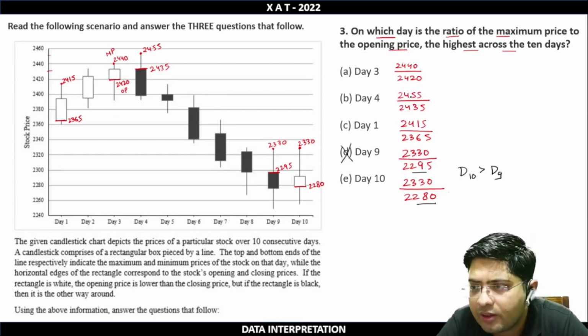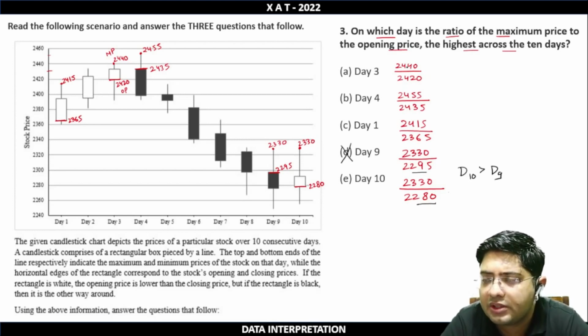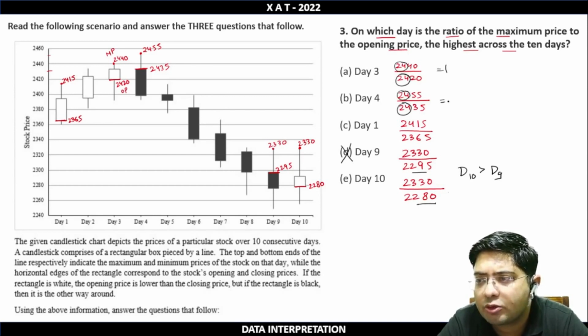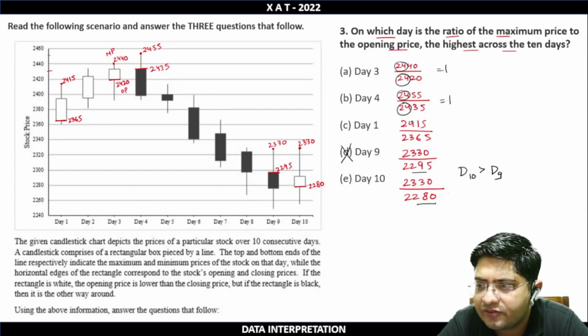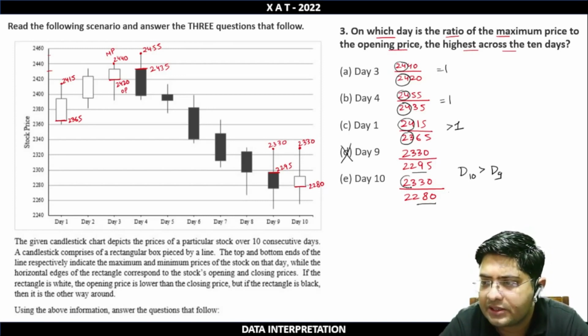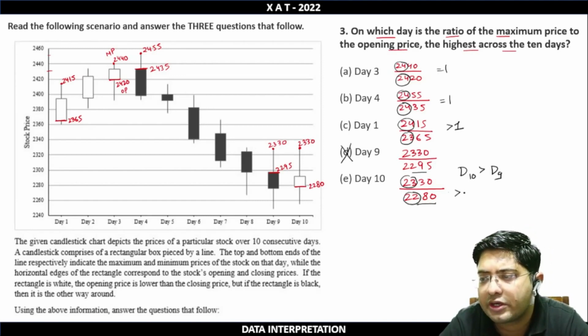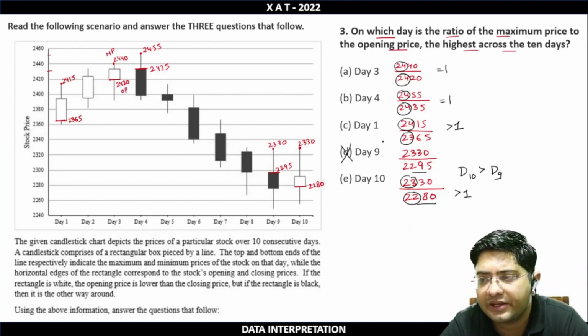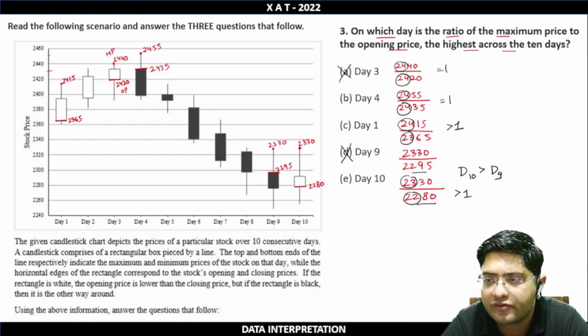Okay. Now if I look at the point here, consider the starting two digits. So we have 24 by 24, that is equal to 1. 24 by 24, that is also equal to 1. Now next we have 24 by 23. So 24 by 23 is greater than 1. 23 by 22 is also greater than 1. So we can easily reject day 3 and day 4 because they are equal to 1, and day 1 and day 10 are greater than 1. So we are looking for the greatest fraction. So we are left with day 1 and day 10.